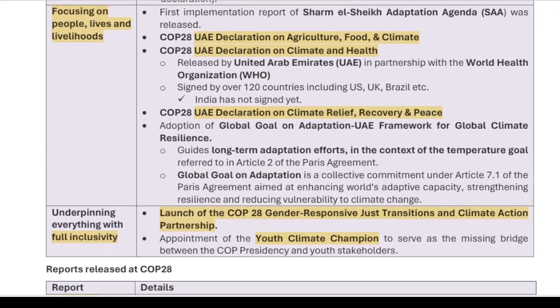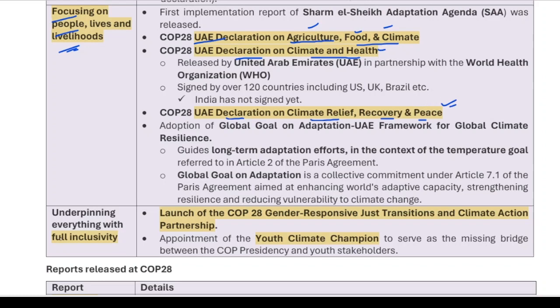Okay, this was all about finance. Now, what about focusing on people, lives, and livelihood? What are the things that happened in this UAE COP? It adopted the UAE Declaration on Agriculture, Food, and Climate, the UAE Declaration on Climate and Health, and the UAE Declaration on Climate Relief, Recovery, and Peace. You just have to remember some names, like agriculture, food, climate, and health. And peace and recovery have also been discussed.